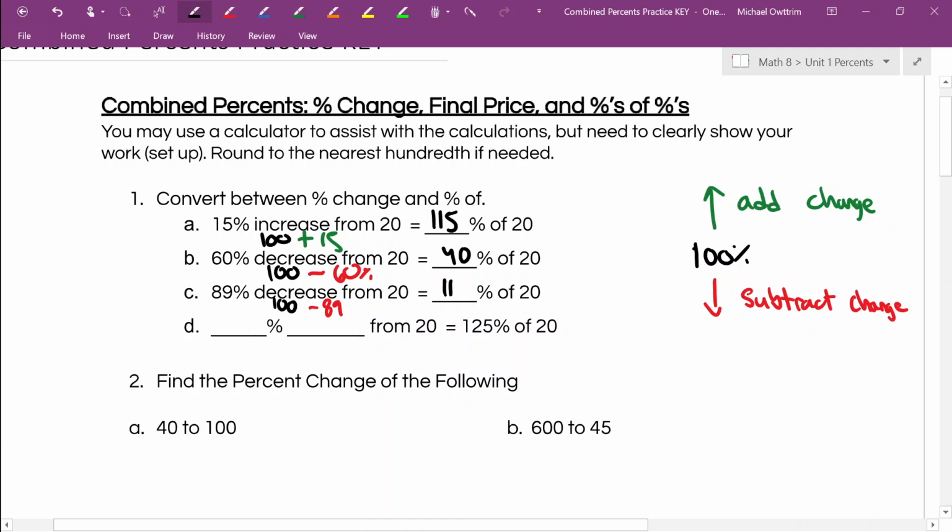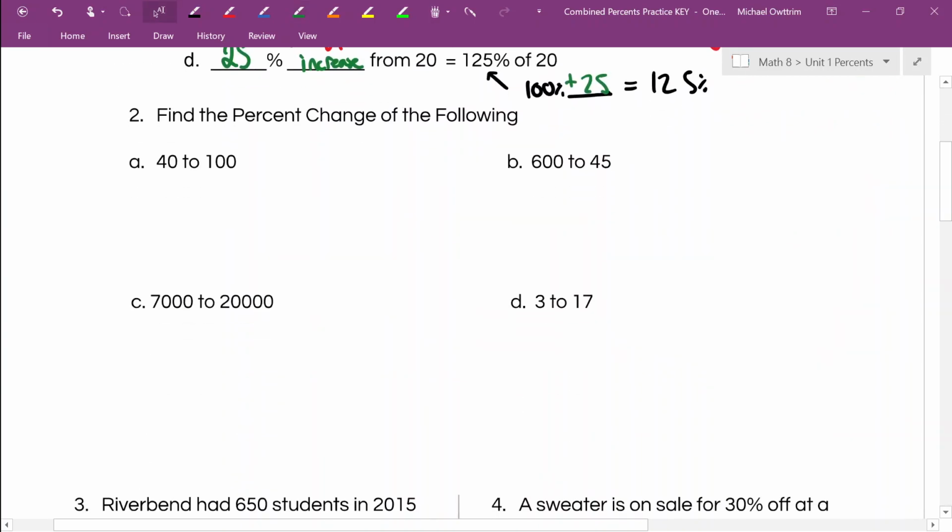Question D requires us to kind of work backwards. So in question D, we'd have to think about, okay, if we started at 100 and we did something to it and we got 125, what was the something? And hopefully you can see that you'd have to add 25% to 100 to get 125%. So in this case, we're going to have a 25% change, and since we were adding, that would be an increase from 20.